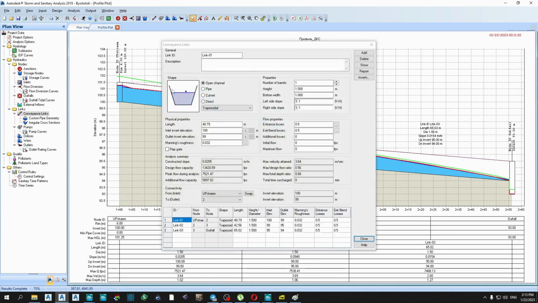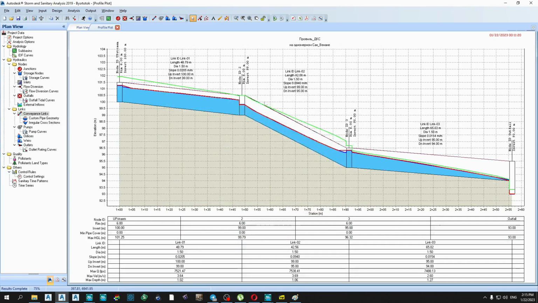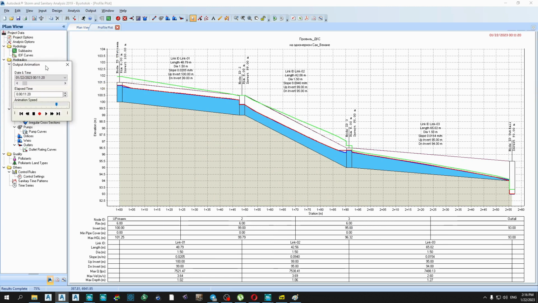Look at the screen. I prepared a small model in Storm and Sanitary Analysis. We have a trapezoidal channel. And we have a water race in the middle part. You can see that very steep slope. And when we run the animation, we will see how the flow goes into this channel, and the green line is the energy line. Look, this green energy line is higher than the water surface line.